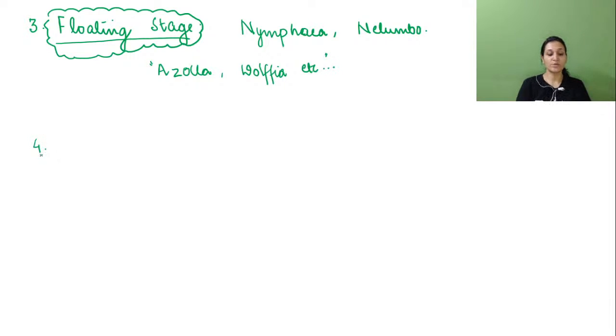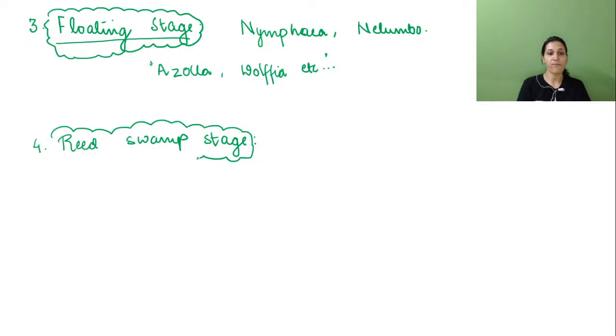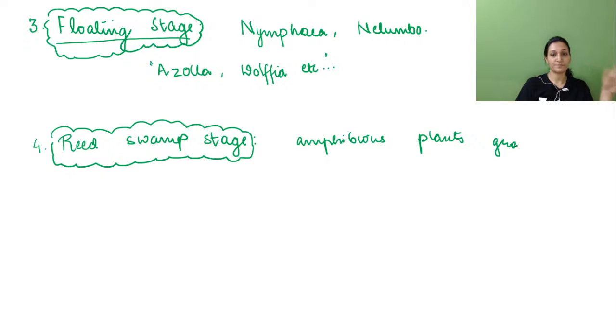After this, in the fourth stage, we are going to see the reed swamp stage. Amphibious plants grow where the water body becomes shallow. In the shallow places, amphibious plants grow. The plants of the swamp stage transpire a huge amount of water and they also produce lots of organic matter, right? So I would write over here, amphibious plants grow where the water is shallow. So this is the reed swamp stage.